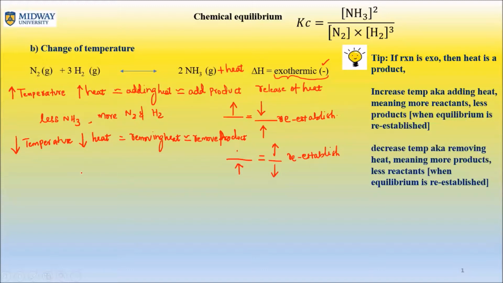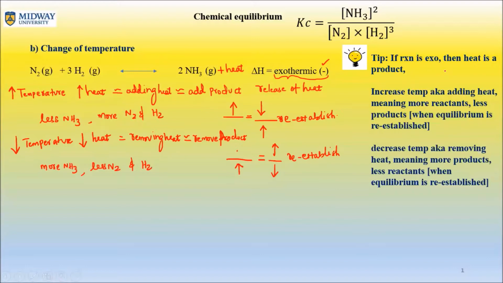So what does that mean? That means we will have more NH3, right? And less H2 and N2 when the system reestablishes equilibrium. It's very simple, okay? All you have to do is just practice a couple of times, okay?